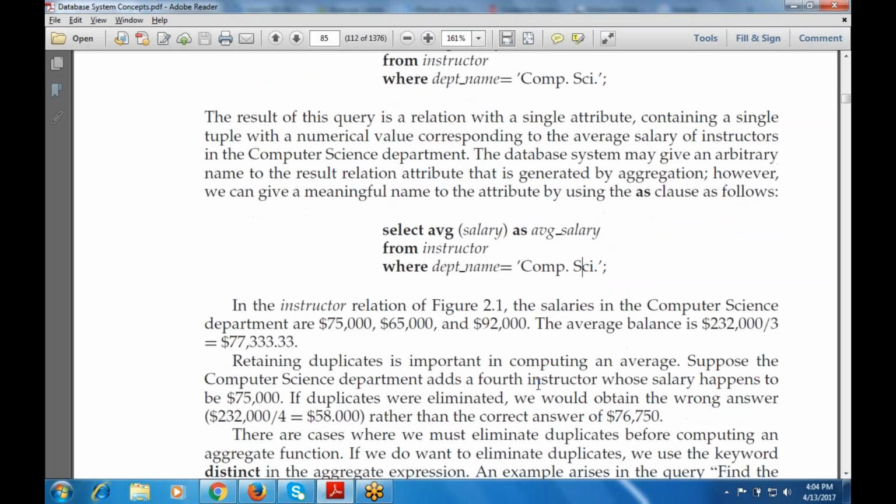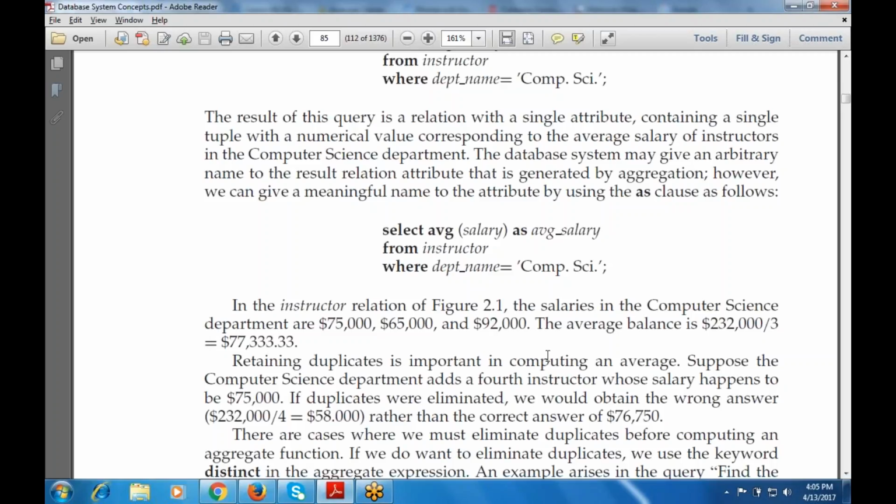from instructor where dept_name equals 'Comp. Sci.' In the instructor relation of the figure, the salaries in the computer science department are 75,000, 65,000, and 92,000. So the sum is 232,000 divided by 3. The average will be 77,333.33.